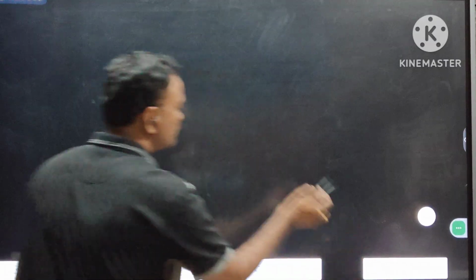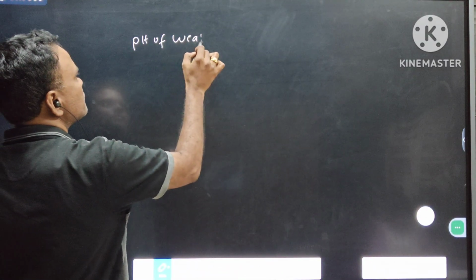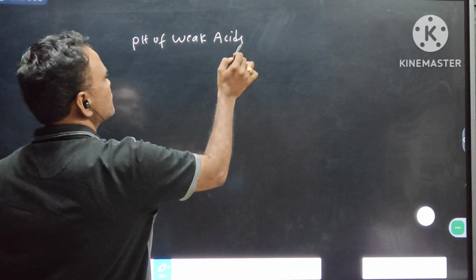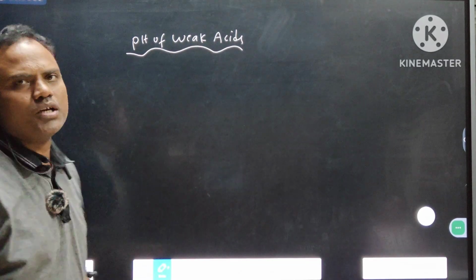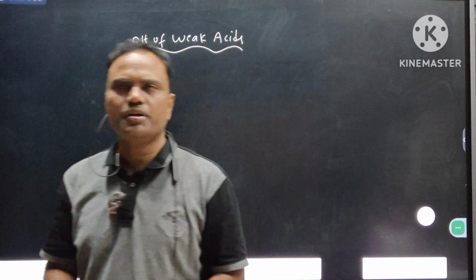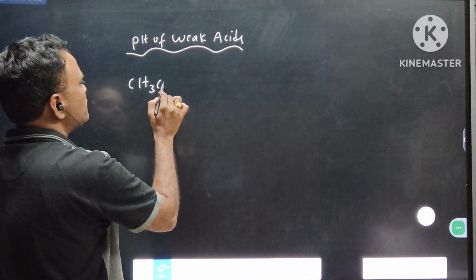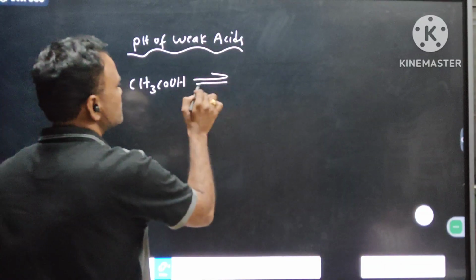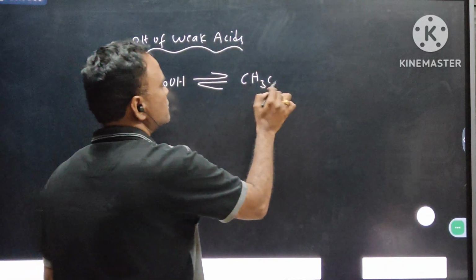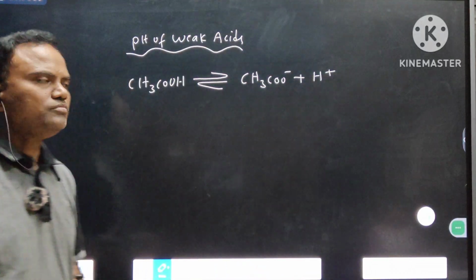Right, start. pH of weak acids. What are weak acids? The acids which undergo partial dissociation, incomplete dissociation, are called weak acids. I am taking acetic acid, the best example. CH3COO negative and the H+.